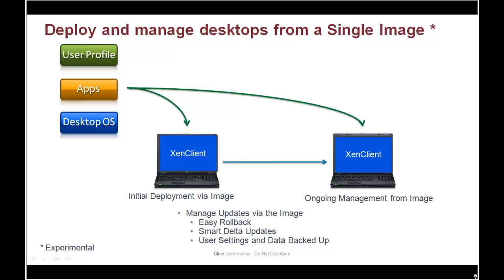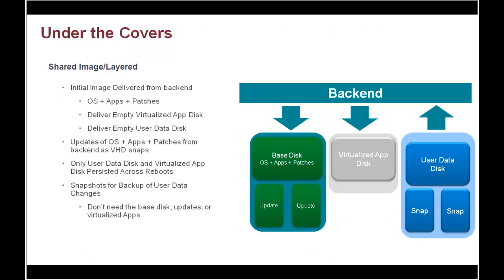And so the way this works under the covers is, think of it as 3 different hard disks, and each one represents those different layers. There's a hard disk that represents the base OS from IT. There's a hard disk that represents the virtual application layer. And there's a hard disk that represents the user data layer. IT can take their disk and change it over time and send updates out to the users. So that stuff comes from the back end.